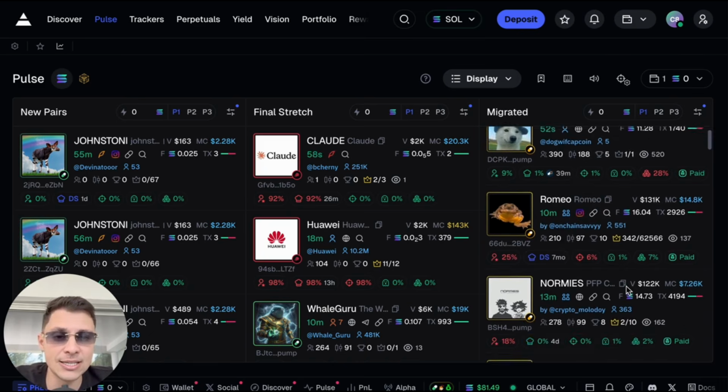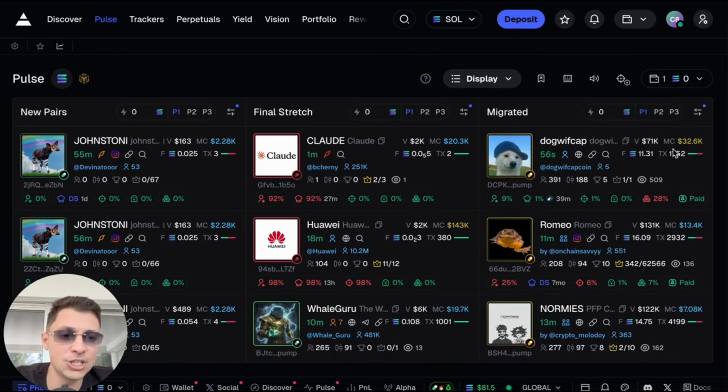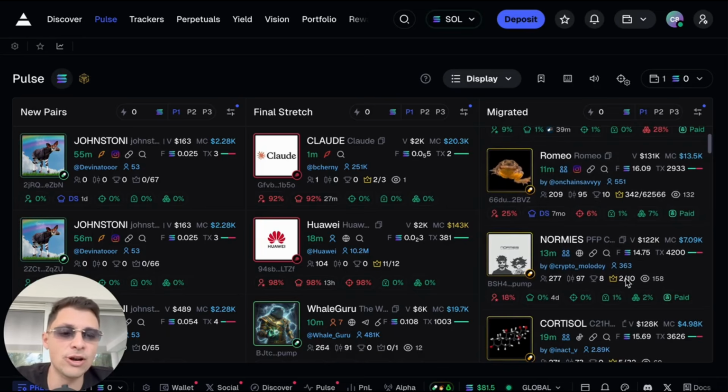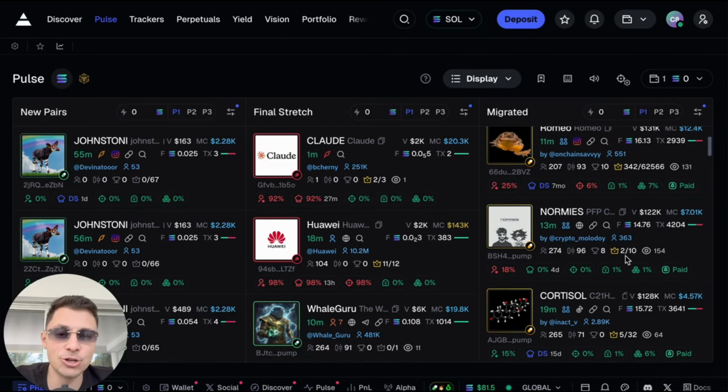So on the migrated tab, you see all these different coins, right? And you see these gold crowns. These gold crowns are pretty much, you know, how many coins have been migrated out of all the ones that have been created by the dev. Okay, so that's very important.